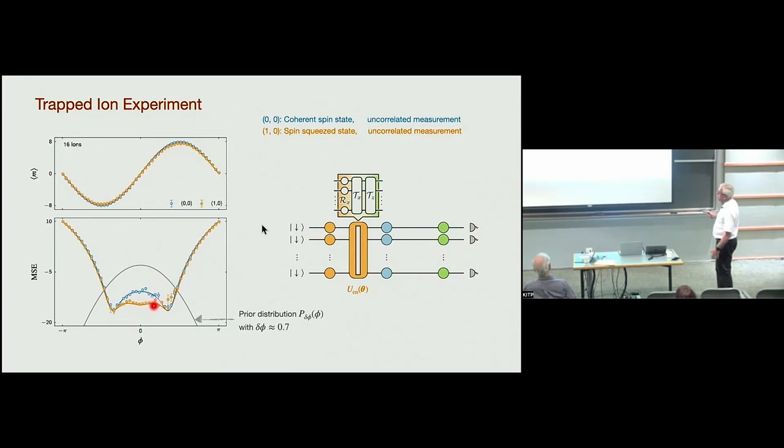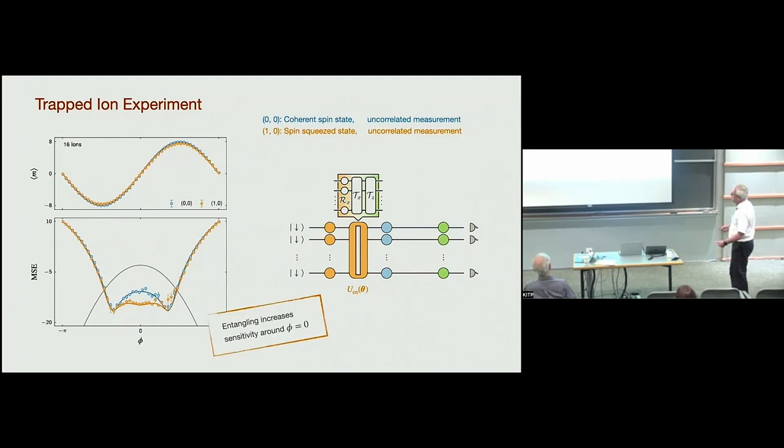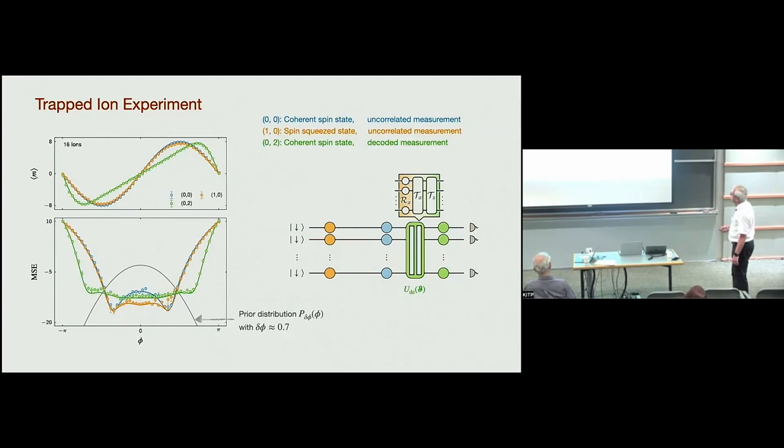And so this means that entanglement increases the sensitivity around phi equal to zero in this case, in this interval we specified. But if you now add a coherent spin state at the very beginning, this is a product state, but you add a decoder to the whole story. So what does a decoder do? This is optimizing the right measurement, and you can see that the decoder becomes sensitive to the fact that we were asking for this interval to be as broad as possible.